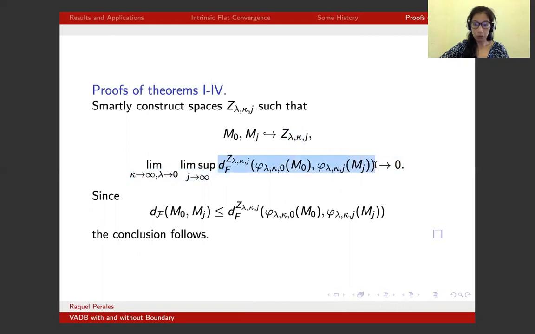And then we are going to take the lim sup when j goes to infinity, and we are going to take this limit when kappa goes to infinity and lambda goes to 0, and we will get that this converges to 0. And because we know that the flat distance of the push forwards is an upper estimate of the intrinsic flat distance between M0 and Mj, we will be able to conclude. So I'm going to give more details about this, but this is the general picture.